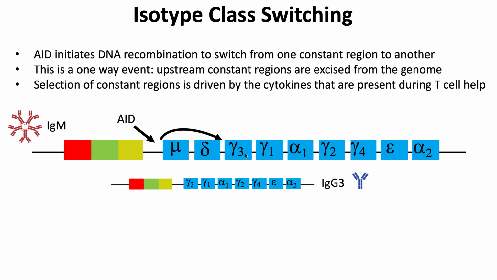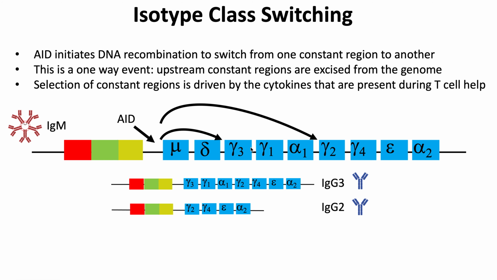And it's important to note there's actually several subclasses of IgG, IgG 1, 2, 3, and 4. We won't discuss in any detail in this class the different functions of these subclasses, but they all mediate key effector mechanisms. Or this recombination event may go here, and you would instead get expression of IgG 2. And again, you lose all of these intervening constant regions.